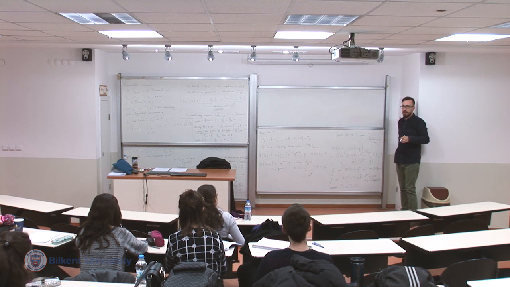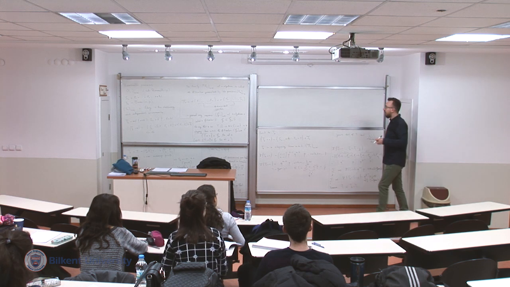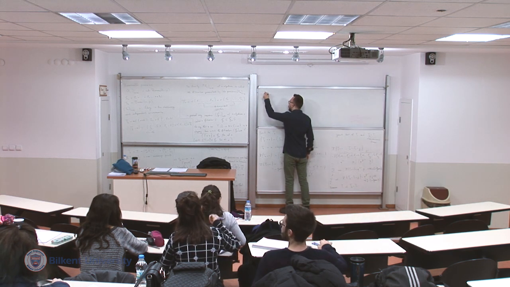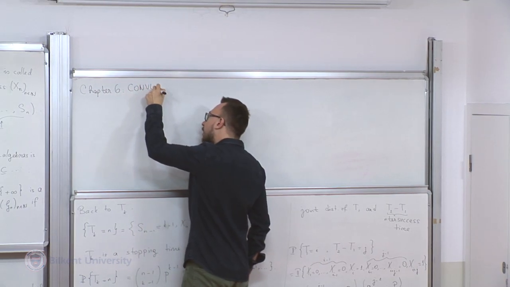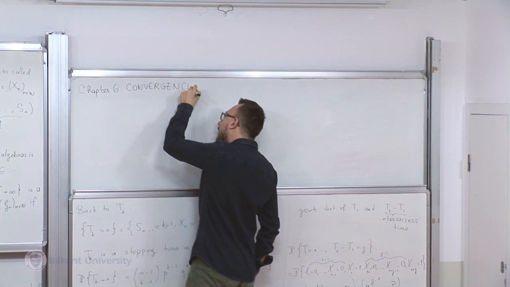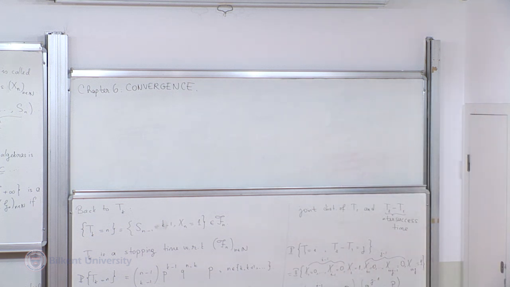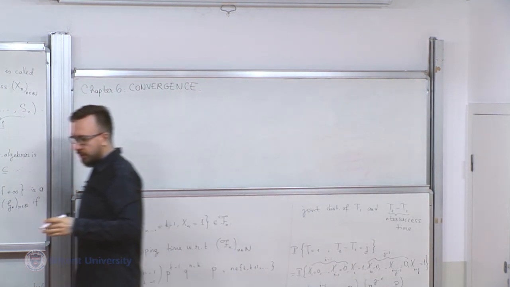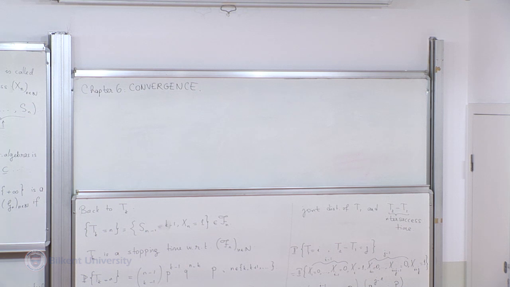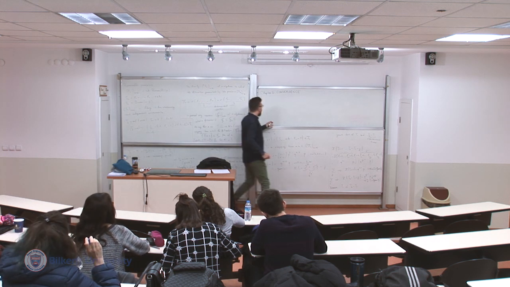Any questions about this chapter? Okay. So then comes convergence, our last chapter. This is chapter 6, convergence. Of course, convergence of what? Convergence of random sequences, right? Namely discrete time stochastic processes. But before jumping into convergence in random sequences, I'd like to just give a brief recall on the usual convergence of numbers, real numbers.